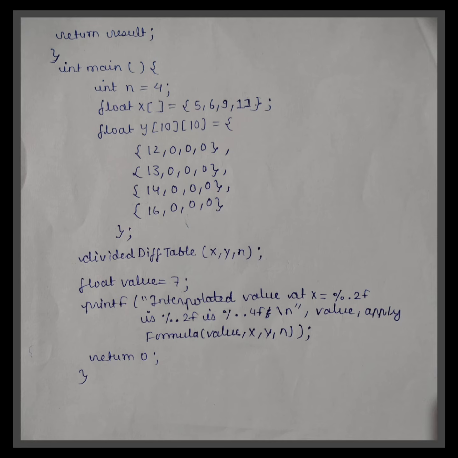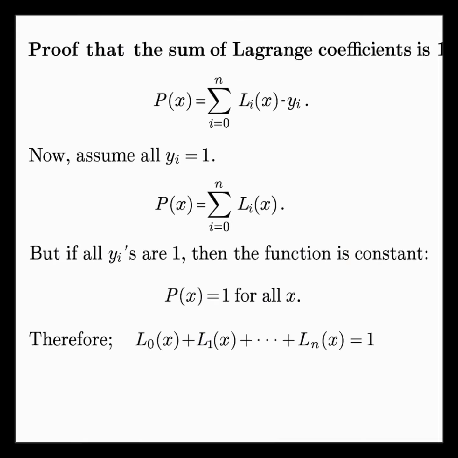Now moving forward, the next question is the Lagrange interpolation formula. So we have the given formula. Now assume all yi equals 1. But if all yi are 1, then the function is constant, P(x) equals 1 for all x. Therefore, L0(x) plus L1(x) plus ... plus Ln(x) equals 1.